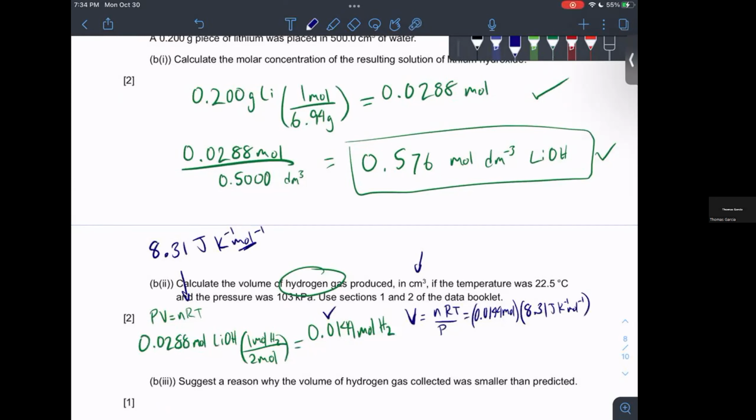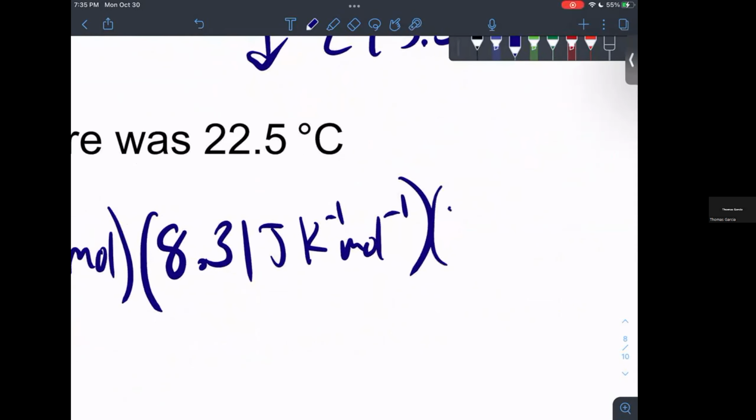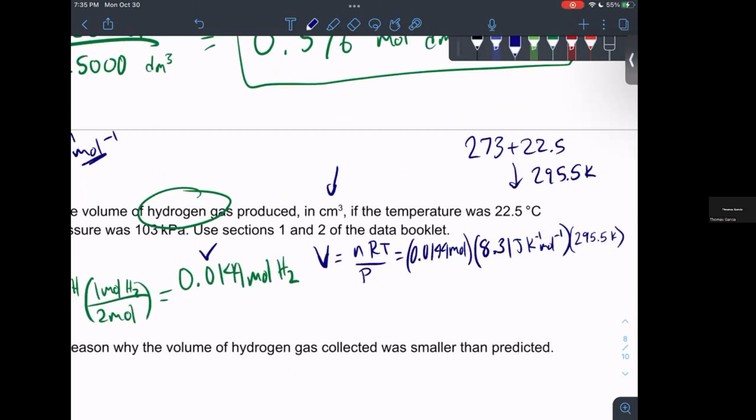The second aspect to this is the Kelvin. Our temperature is in Celsius. You have to make that conversion. 273 plus 22.5 for a total of 295.5 Kelvin. So I'm going to zoom in so I can get it really exact. 295.5 Kelvin. That's our temperature. If you use 22.5, you'll get it wrong because you have to make sure that your units are consistent. All divided by our pressure, which is 103 kilopascals.